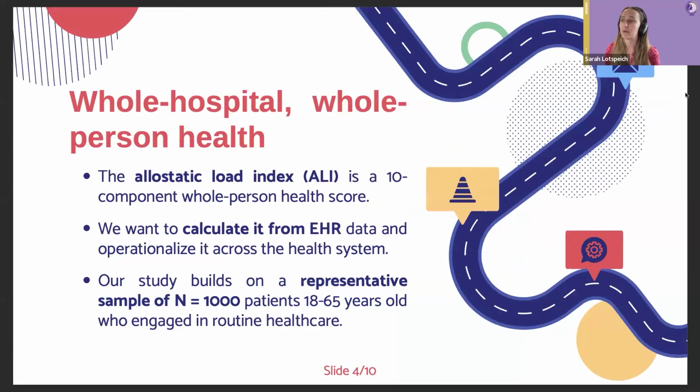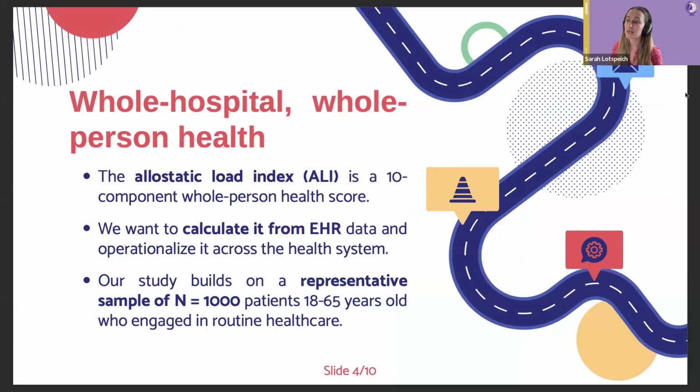Now, the motivating example for this project is our health system's interest in adopting a whole person health score that can be operationalized across the entire healthcare system. So specifically, we're interested in the allostatic load index, or the ALI, which is a 10-component whole person health score. A lot of these 10 components are possibly captured in the EHR, but not for everyone. And even when they are, they're sometimes going to be imperfect.